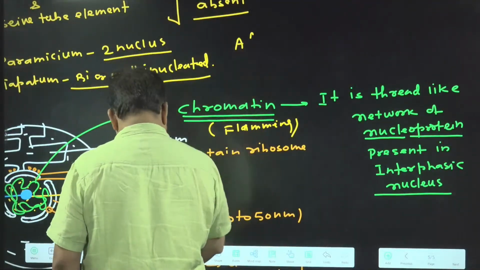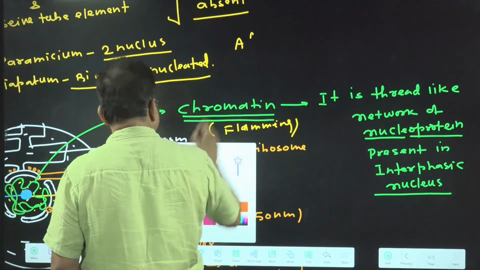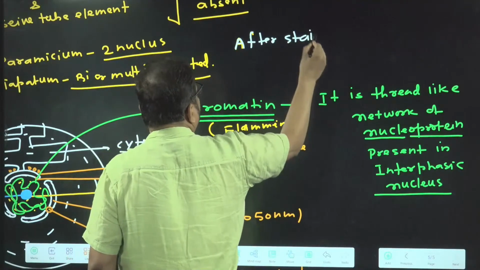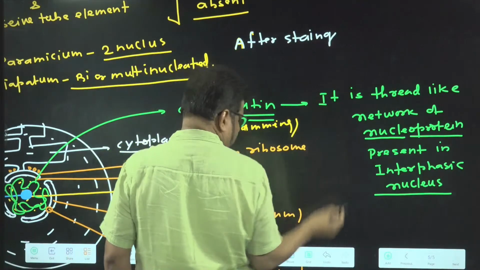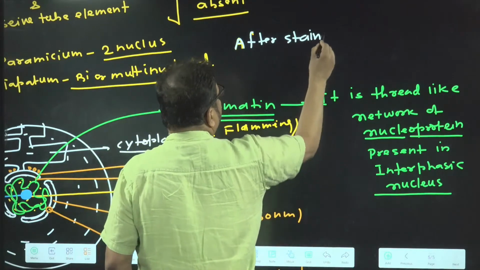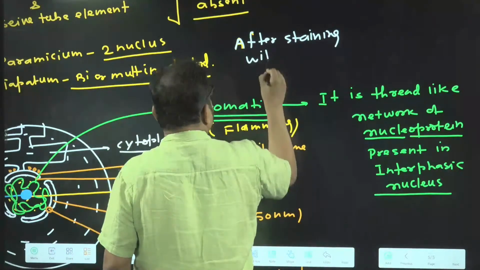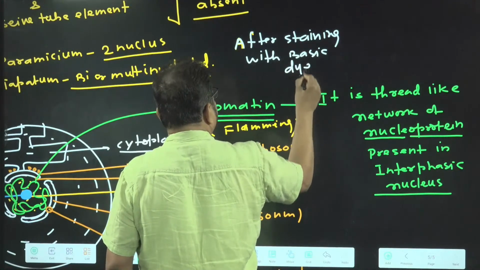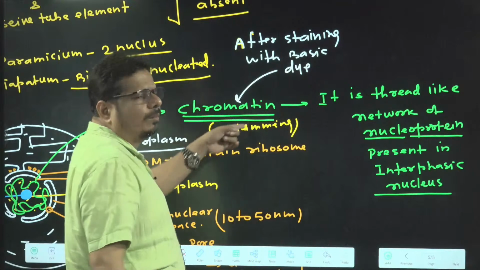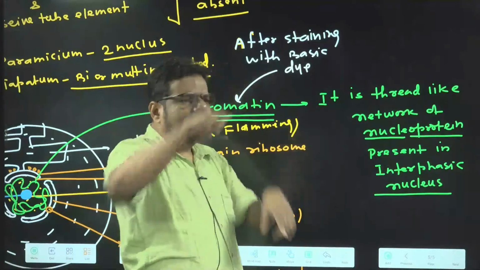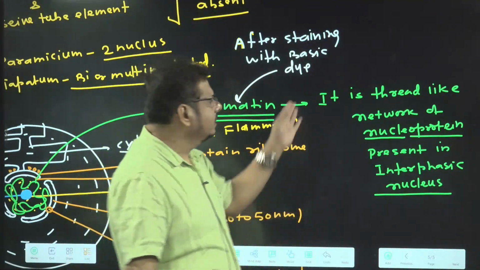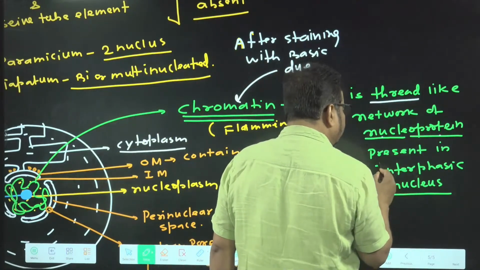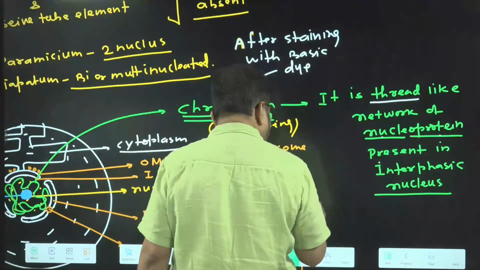After staining with a basic dye, we find this chromatin. And this network was called chromatin by Fleming. And what is this network? It is a thread-like network of nucleoprotein present in the interphasic nucleus.